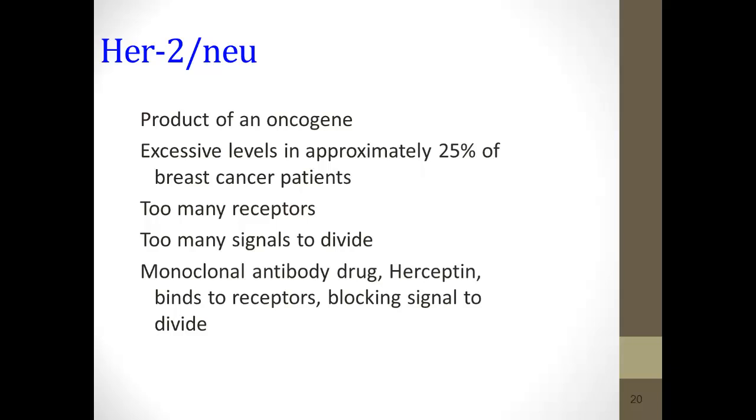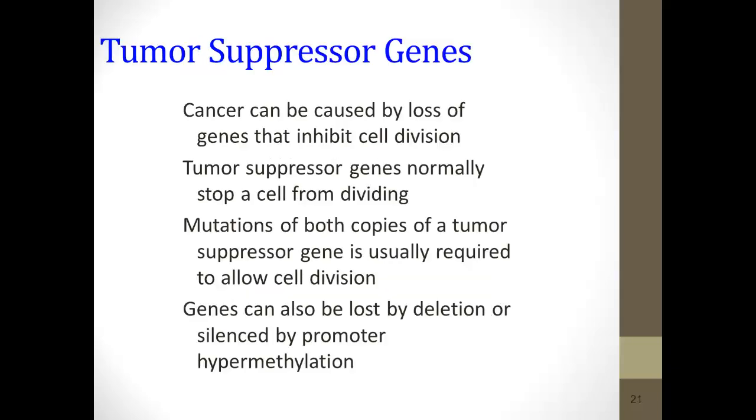HER2/neu is a product of an oncogene. Excessive levels are found in 25% of cancer patients. They may have too many receptors. They have too many signals, which tell them to divide. And if this is found, then monoclonal antibody drugs can help bind to the receptors, and this will help block the signal to divide. Herceptin is a drug that works in this particular fashion.